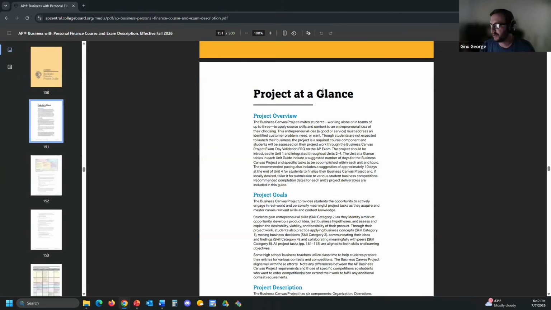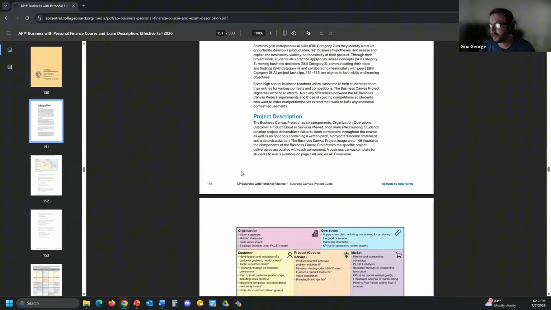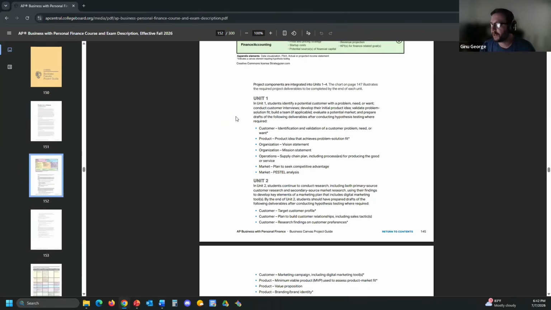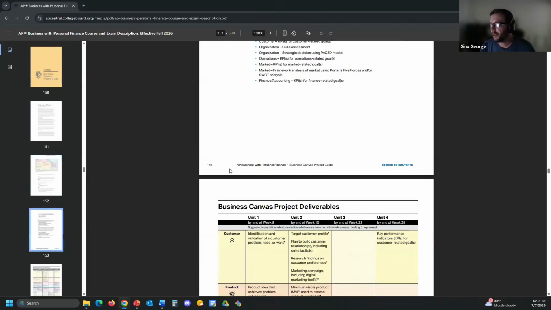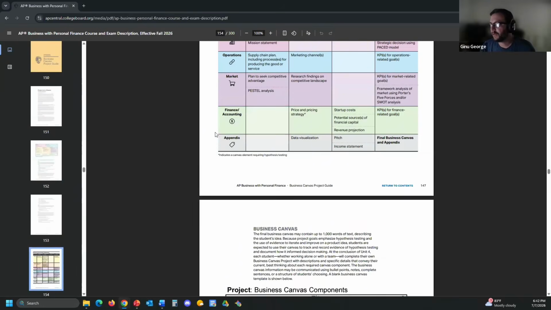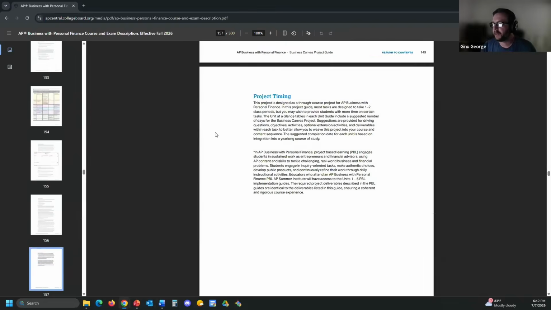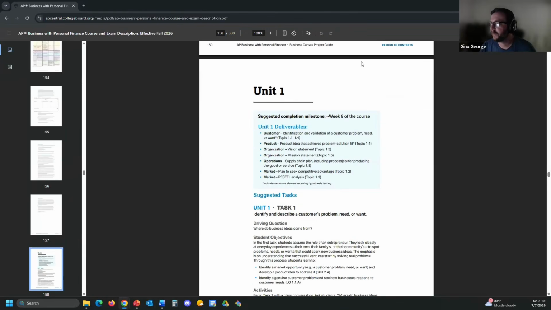So this gives us the overview of what the business canvas project is asking us to do, what the goals are, what the description of it is, sort of our vision for that, what we should be doing in each unit in order to continue creating this goal. I think this is pretty helpful if you need it. If you don't, that's fine. I'll tell you what you need to do. And so that's the general overview of the CED.